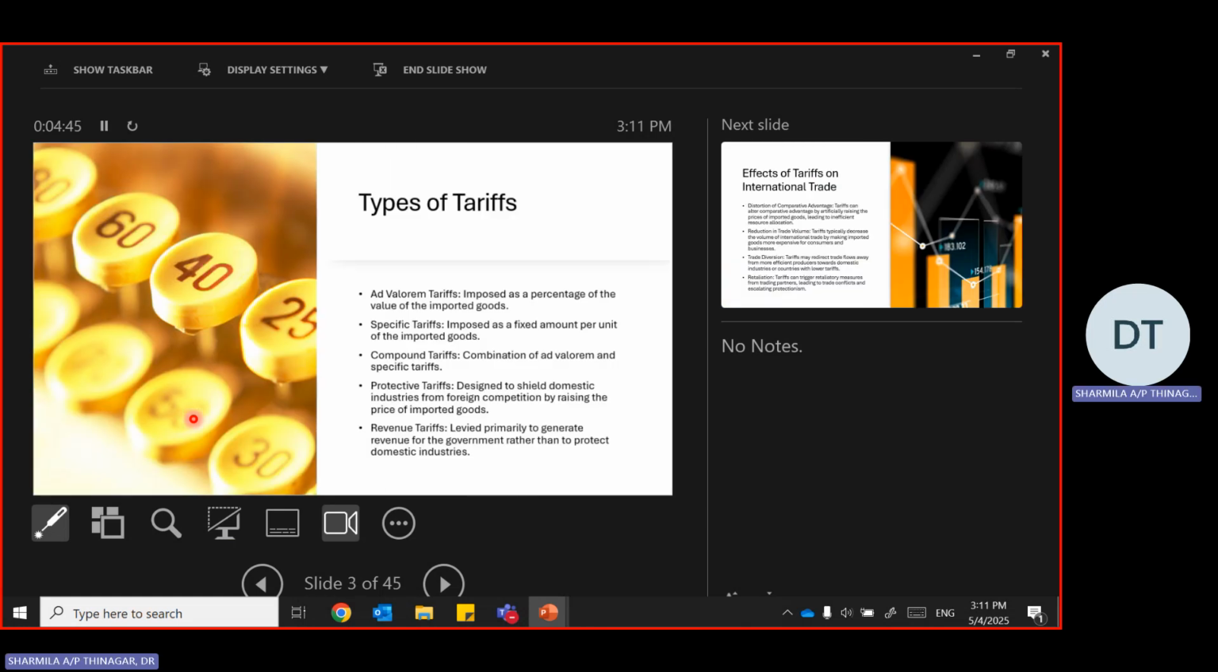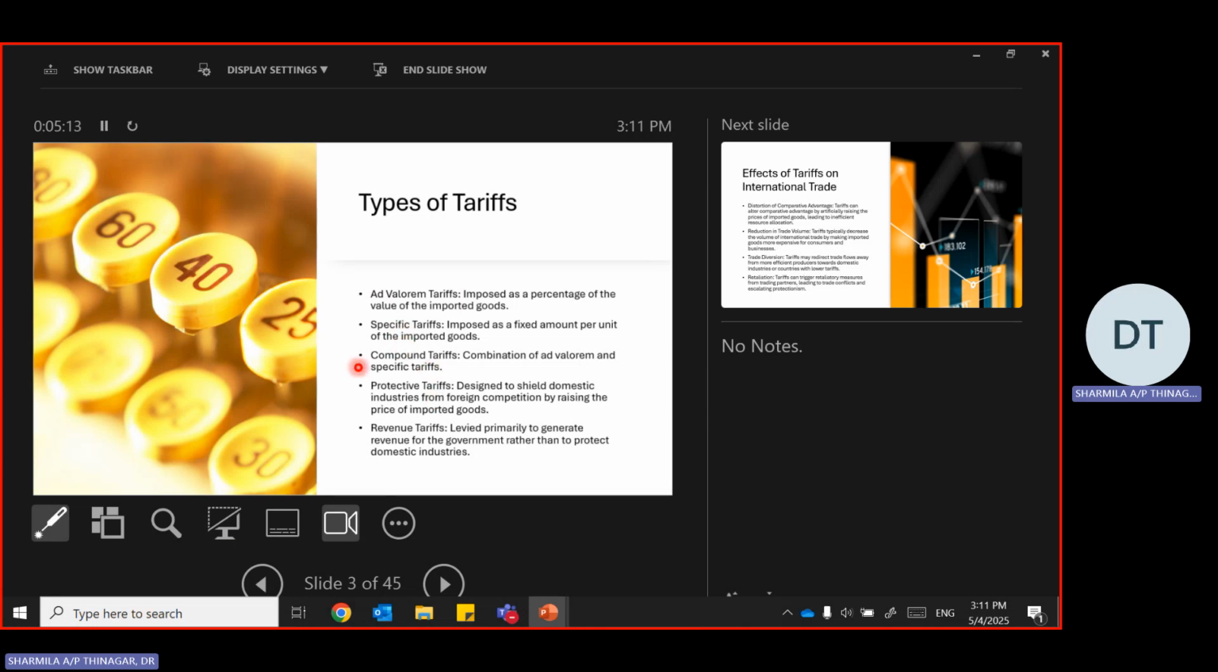Okay. So types of tariff, right? We have a few. Ad valorem tariff or specific tariff, right? Ad valorem tariff will be in terms of percentage. Specific means specific goods, with a specific amount of tariff imposed. Okay. Compound tariff, or combination. Compound means combine, right? So a combination of ad valorem and specific.